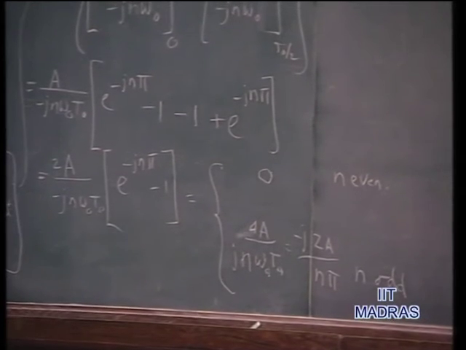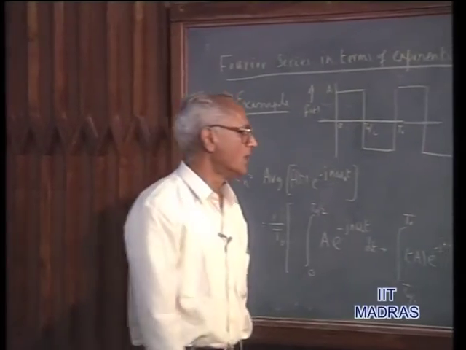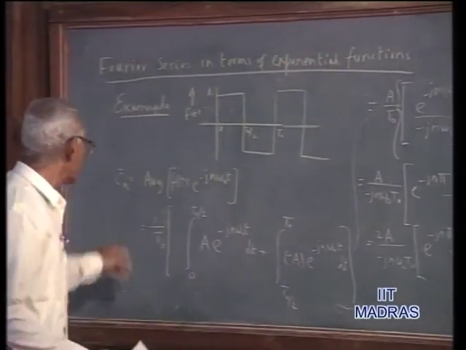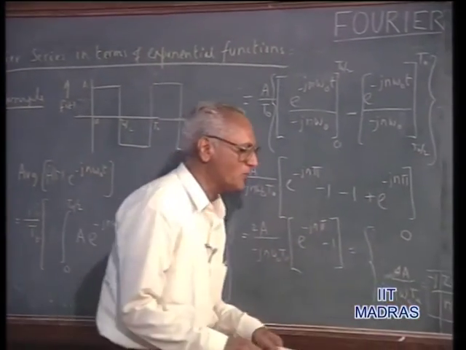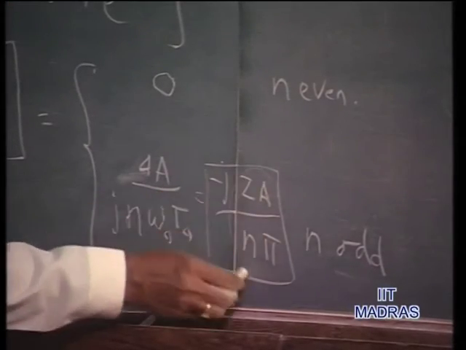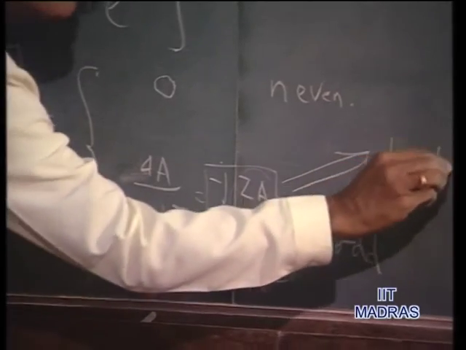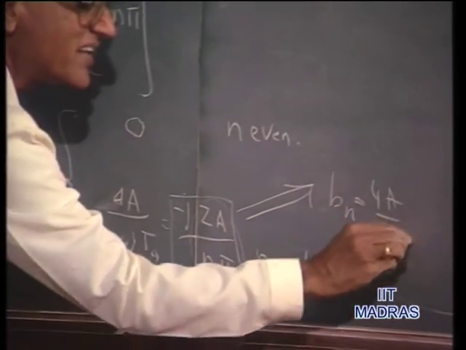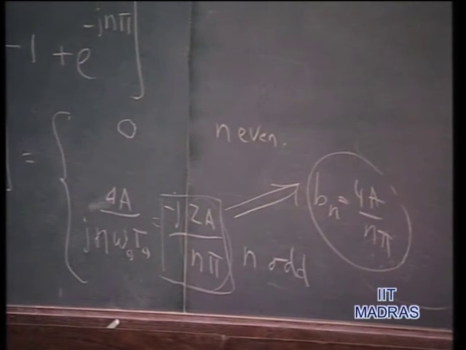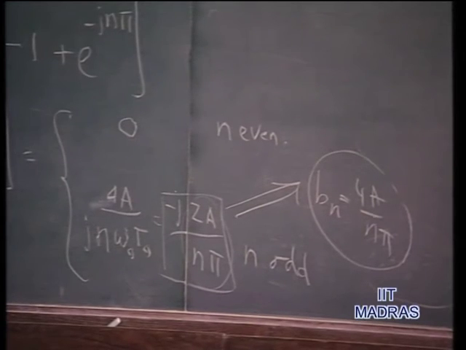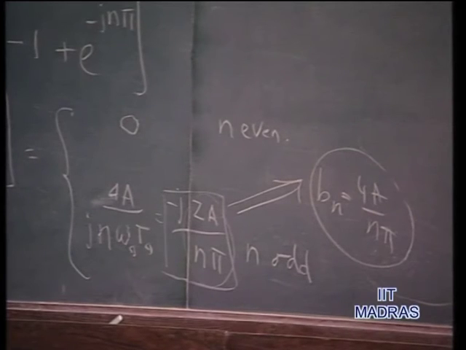For n not equal to 0. And since we know that Cn equals An minus jBn by 2, what we now see is that Bn upon 2 is 2a by n pi. From this we conclude that Bn equals 4a by n pi, a result which we already obtained from the trigonometric form of Fourier series. So this ties up with that. C naught, of course, is 0 because the average value of this is 0.